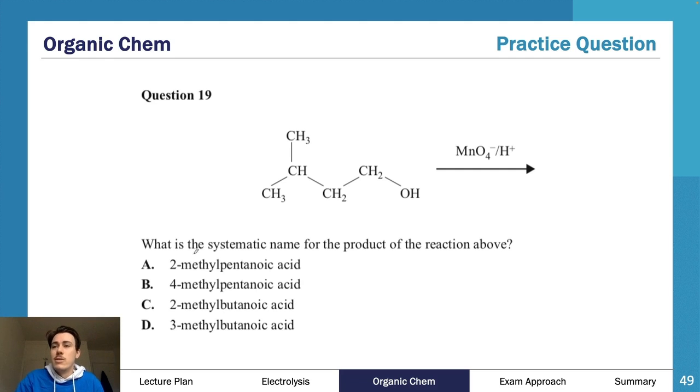So here is a question. It says, what is the systematic name for the product of the following reaction? As you can see here, we've got a primary, and all of these answers are oic acids. So we are skipping the aldehyde. We're not worried about the aldehyde. So have a go at this question. Tell me what you think the answer is. 3, 2, 1. Pause.